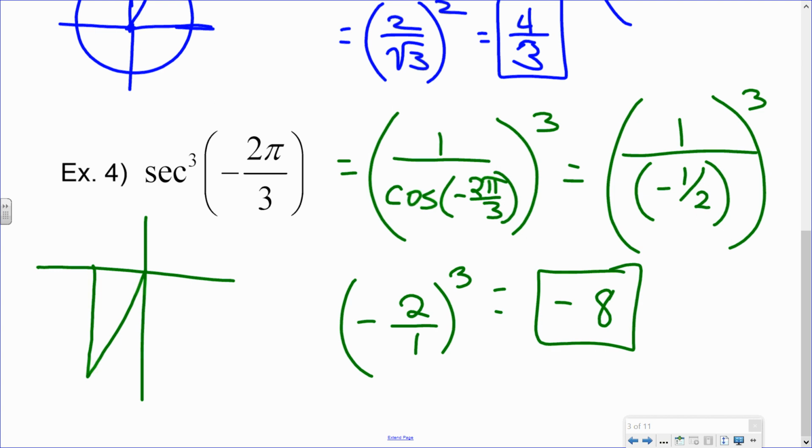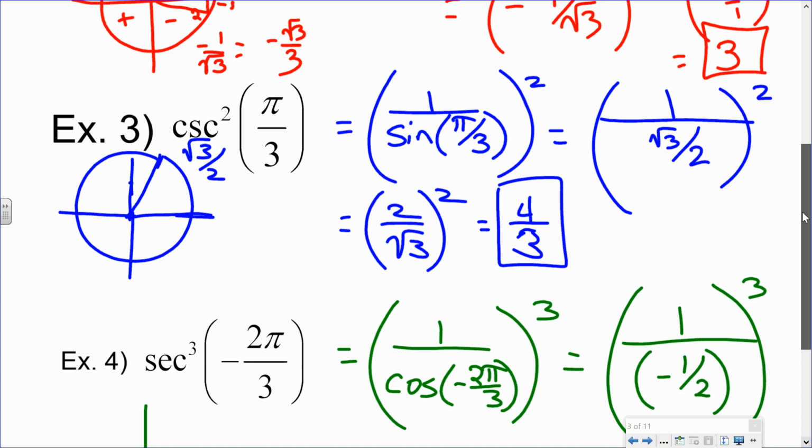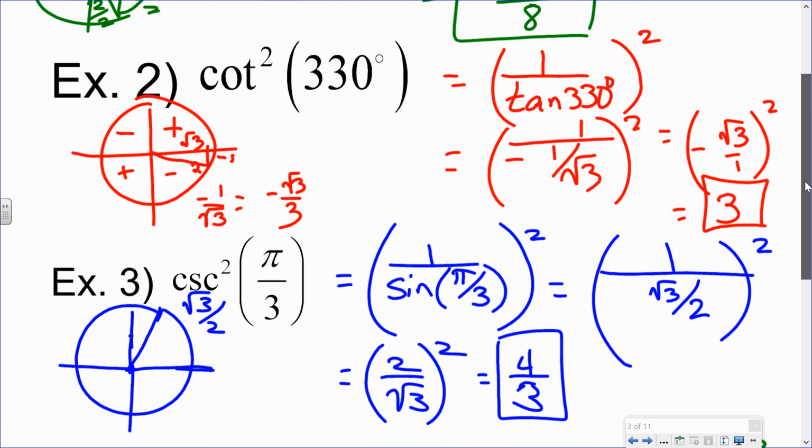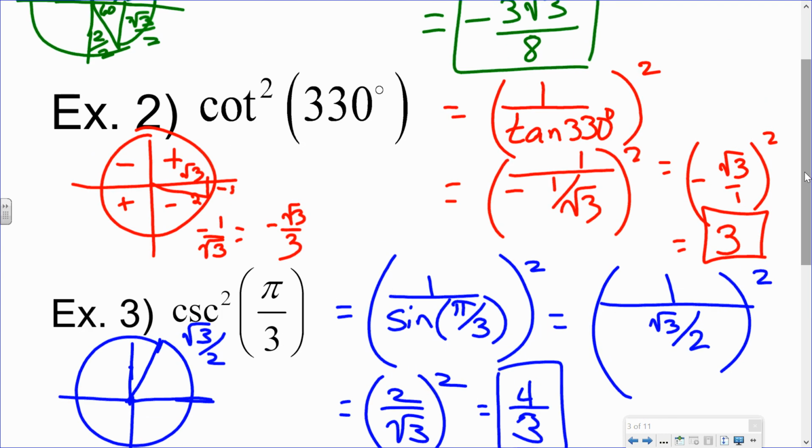So any questions on how these work? And then you're going to start having homework ones, of course, that are secant cubed of negative 2 pi over 3 plus cosecant squared of pi over 3 minus cotangent squared of 330, and you're just going to be putting all of that together and adding and subtracting the numbers that you get at the end. Questions?